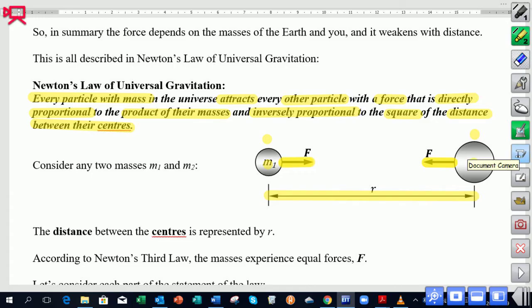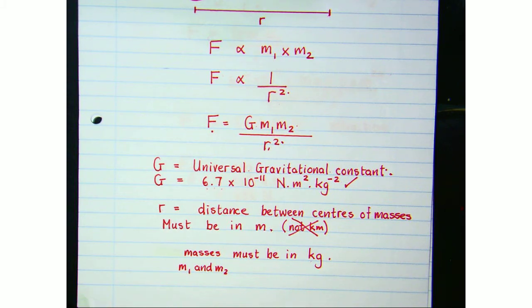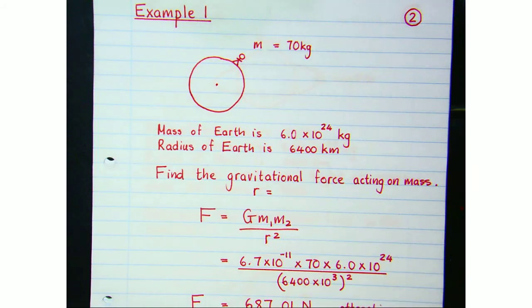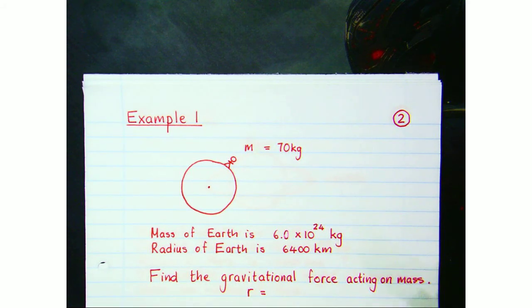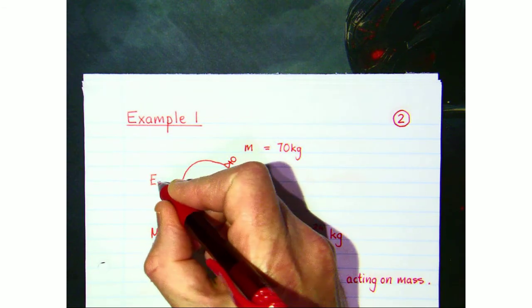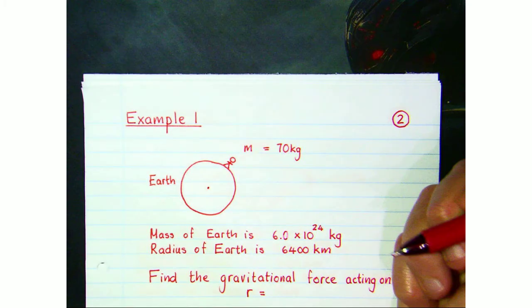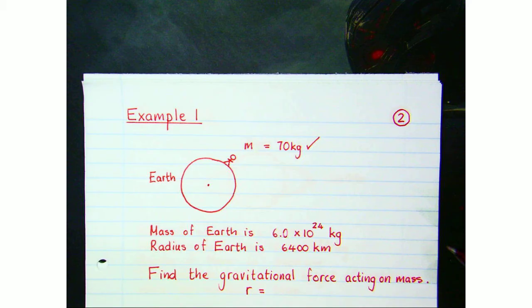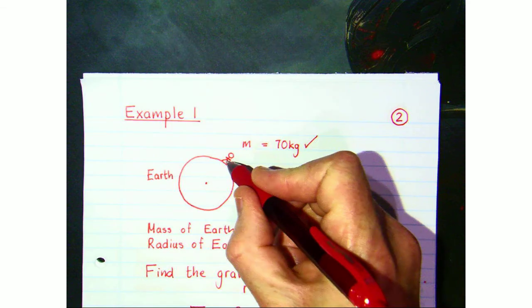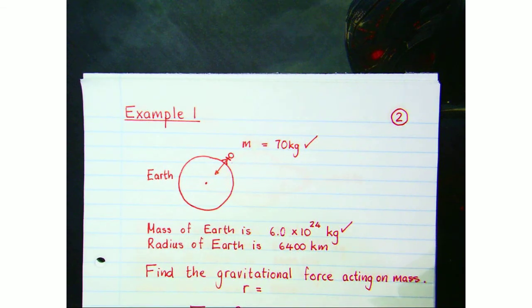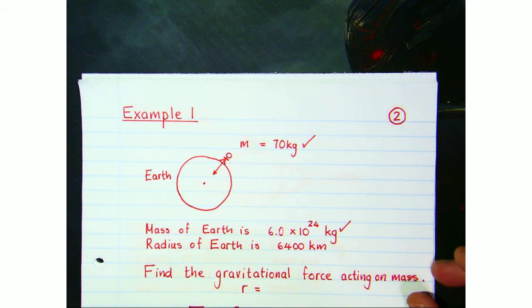So let's go back to a couple of examples of applying this law. So the first example is a man standing on the surface of the Earth. So this is the Earth. And there's a man on the surface, and his mass is 70 kgs. The mass of the Earth is given to you to be 6 times 10 to the 24 kilograms. And what we need to find is the gravitational force acting on that mass, that man. What gravitational force is he experiencing standing on the surface of the Earth? So I want you to pause the video, apply Newton's law of universal gravitation to the problem, and try and find that gravitational force.